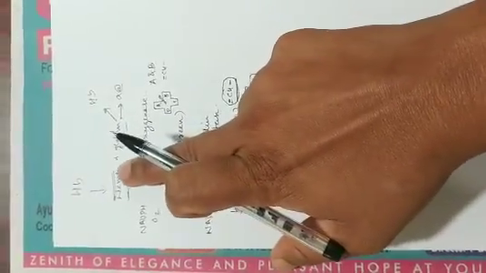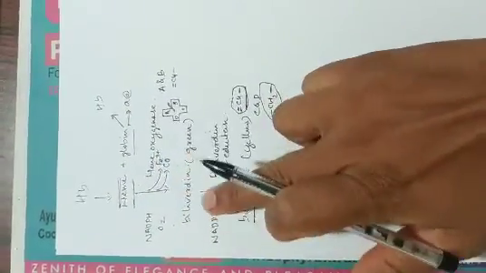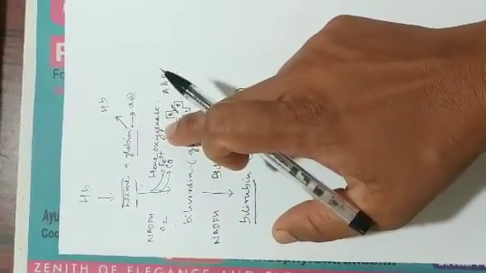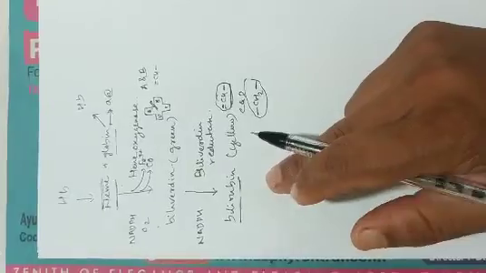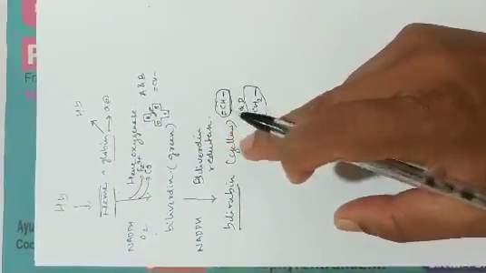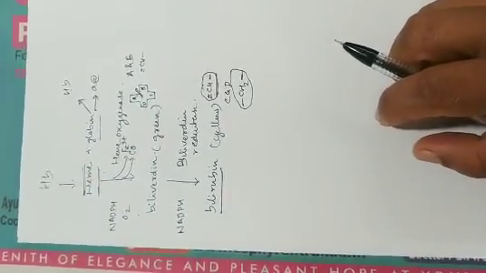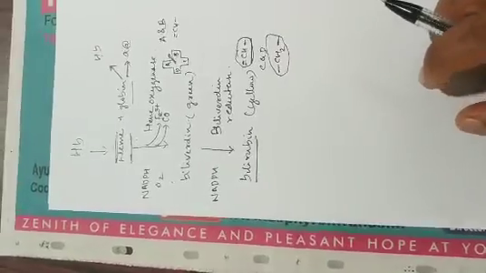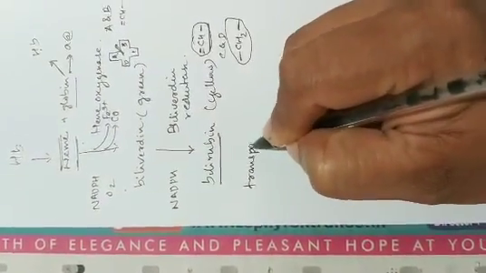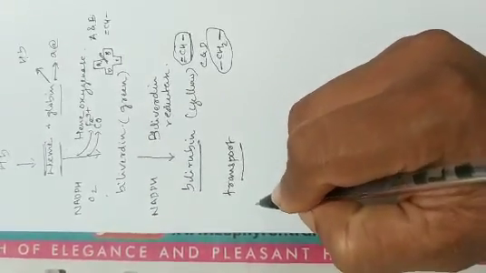So hemoglobin is degraded into heme and globin, and heme is further degraded into a compound biliverdin with the help of the enzyme heme oxygenase. It is further converted into bilirubin, a yellow color pigment, with the help of the enzyme biliverdin reductase. This is the formation of bilirubin. And now we have to see the transport of bilirubin.